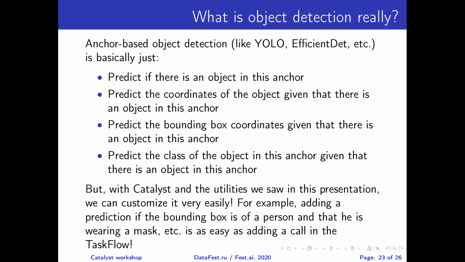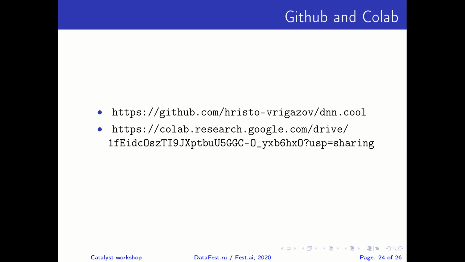It sounds relatively complicated, but with Catalyst and the utilities that we saw in this presentation, we can get this pipeline and not just do object detection, but we can also customize it very easily. So for example, we can add a binary classification branch if the bounding box is that of a person, and then a binary classifier for whether he is wearing a mask, and so on. And this is as easy as just adding a call in the task flow. And then we would have all the different interpretations, tree-based explainer, and so on.